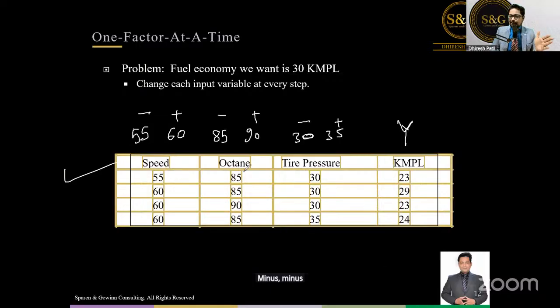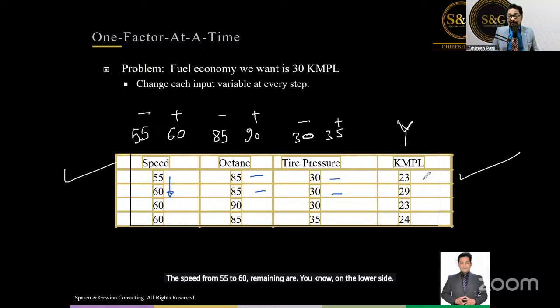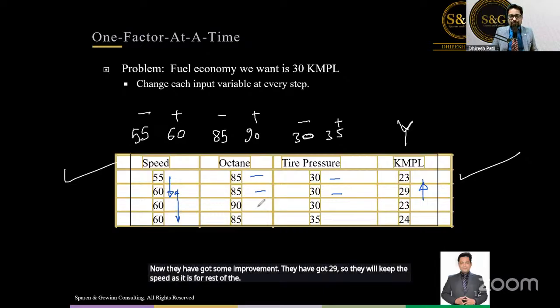First, they're all minus: speed, octane and tire pressure at the lower setting. They found 23 kilometer per liter. Then they increased the speed from 55 to 60, with the remaining on the lower side. Now they have got some improvement. They have got 29. So they will keep the speed as it is for the rest of the experiments.